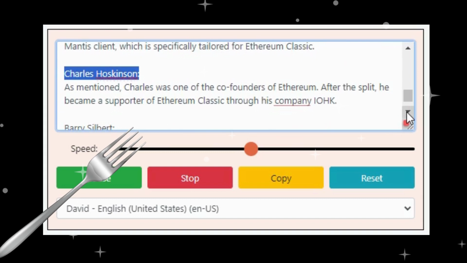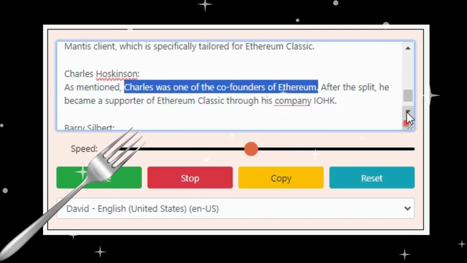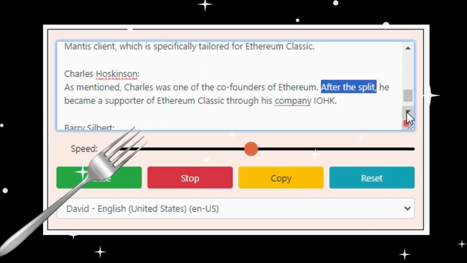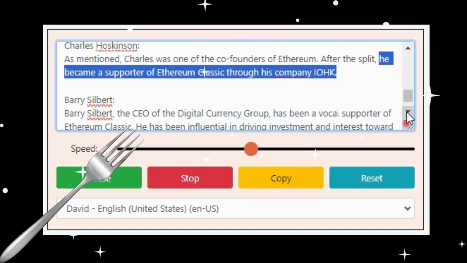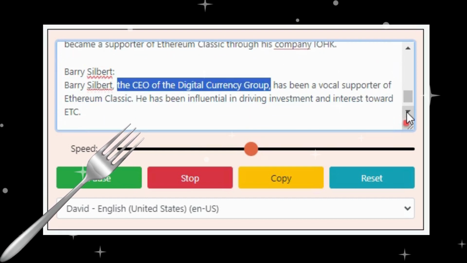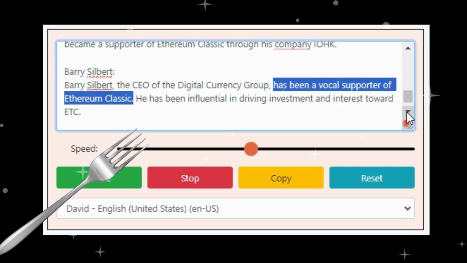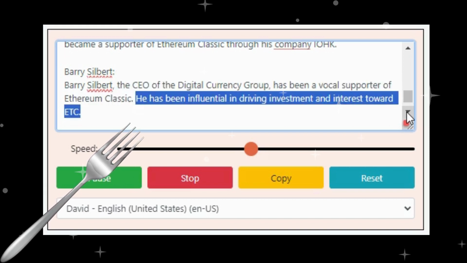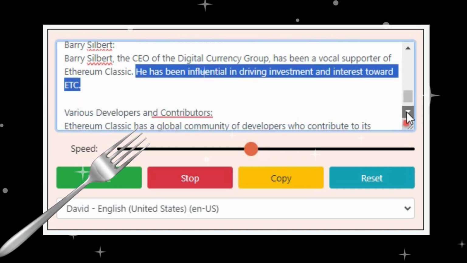Charles Hoskinson. As mentioned, Charles was one of the co-founders of Ethereum. After the split, he became a supporter of Ethereum Classic through his company IOHK. Barry Silbert. Barry Silbert, the CEO of the Digital Currency Group, has been a vocal supporter of Ethereum Classic. He has been influential in driving investment and interest toward ETC.